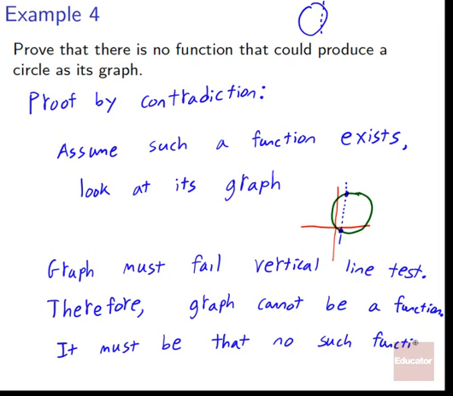So our assumption was that the function did exist. Since the graph cannot be a function, but it was just the graph of a function, then there's a contradiction. The function cannot exist, so it must be that no such function exists. And we're done. That's our proof.